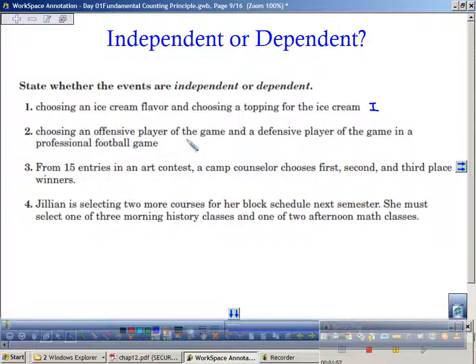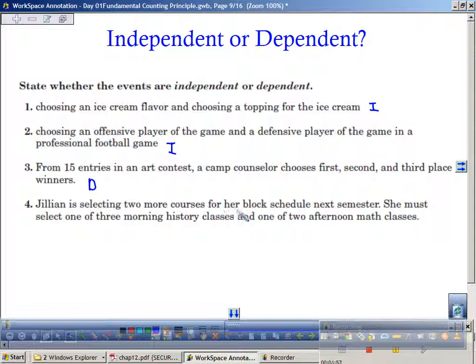Alright, so choosing an offensive player of the game and a defensive player of the game in a professional football game. Does it matter who the offensive player is if the defensive player is going to be somebody else? Well, it may matter to a coach, but choosing all the different events would be definitely independent. From 15 entries in an art contest, a camp counselor chooses first, second, and third place winners. That is definitely dependent, because once somebody gets first, they're out of becoming second or third. You can't be first, second, and third.